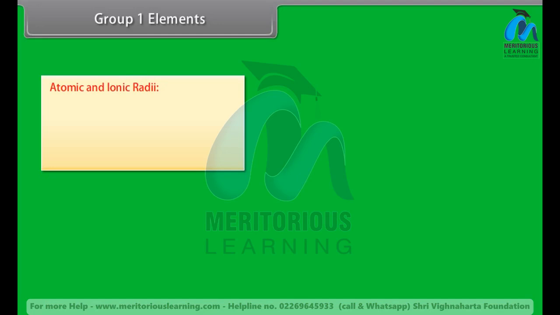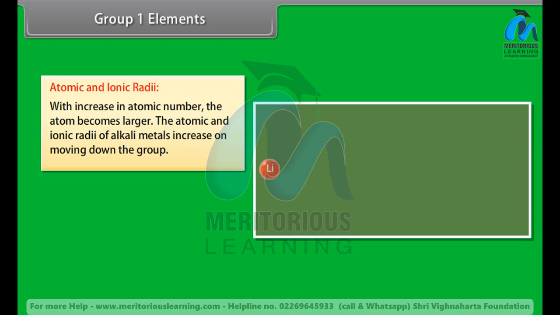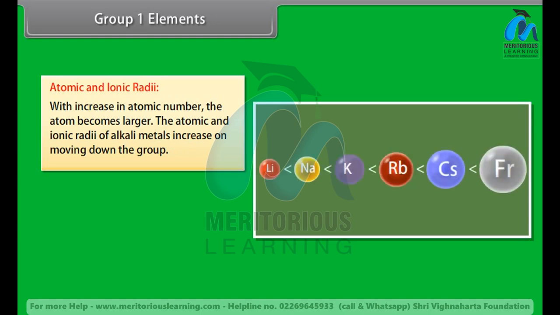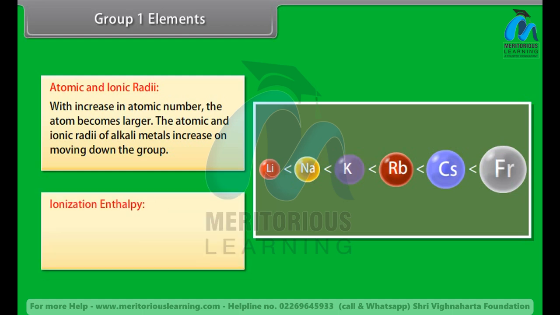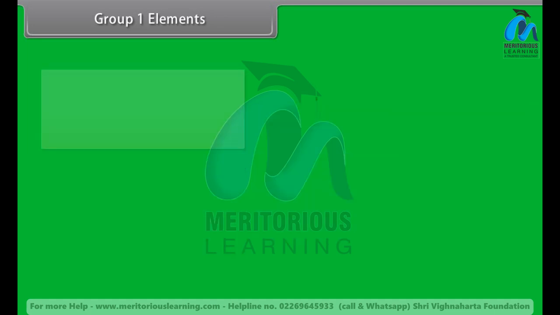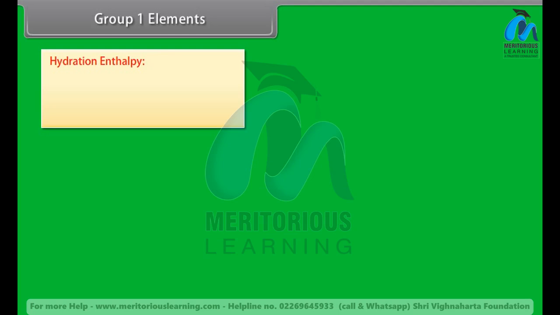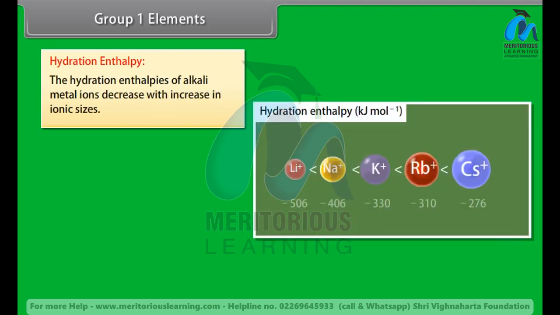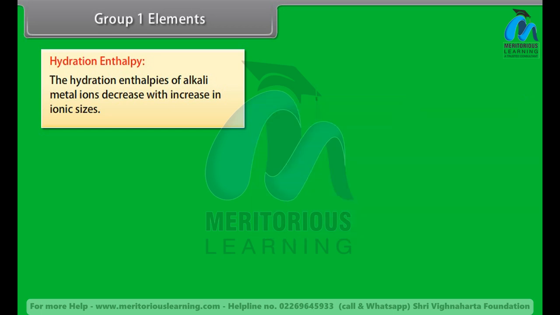Atomic and ionic radii. With increase in atomic number, the atom becomes larger. The atomic and ionic radii of alkali metals increase on moving down the group. Ionization enthalpy. The ionization enthalpies of the alkali metals are considerably low and decrease down the group. Hydration enthalpy. The hydration enthalpies of alkali metal ions decrease with increase in ionic sizes.